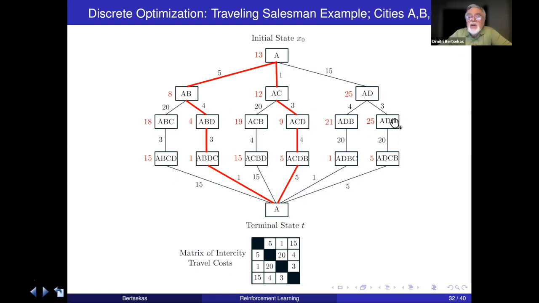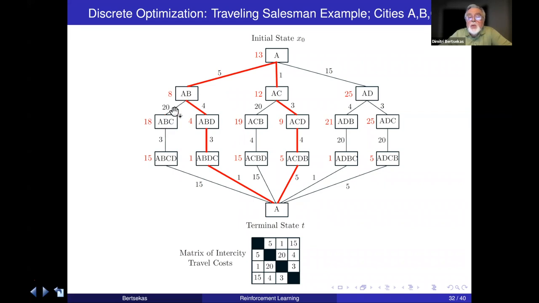These red numbers here are the optimal cost of the tail subproblems of length two. Now we go to these states here and try to solve the corresponding tail subproblems. Now here there's a choice. After going to B from A, there's a choice of going to C and going to D.